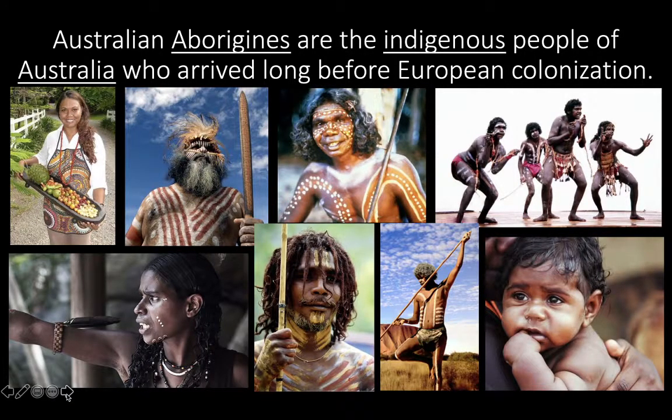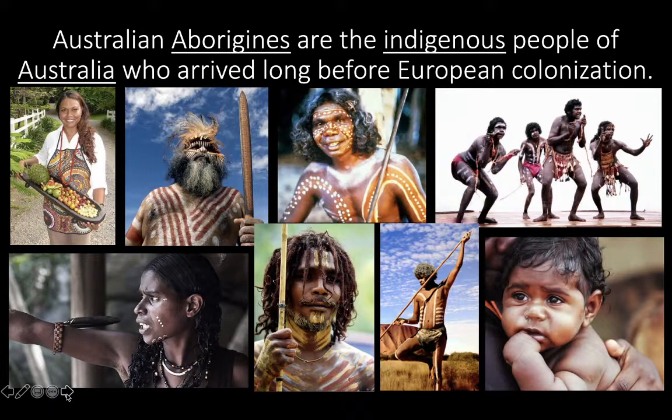Australian Aborigines are the native people to Australia, the people that lived there long before European colonization. The term Aborigine simply means native. Also the term Indigenous simply means native. It is important to understand that this term describes a broad group of people.